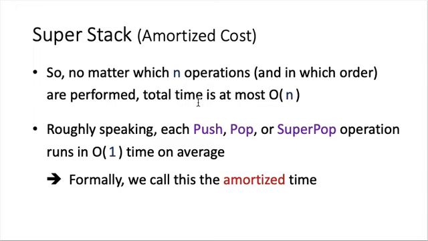In summary, no matter which n operations and in which order they are performed, the total time is at most order of n. Roughly speaking, because we don't care which operations are actually performed, we can say each push, pop, or super pop operation runs in order 1 time on average. And formally, in the analysis of algorithms, we call this the amortized time. Amortized time means something like the averaged out time. So this is the average time.